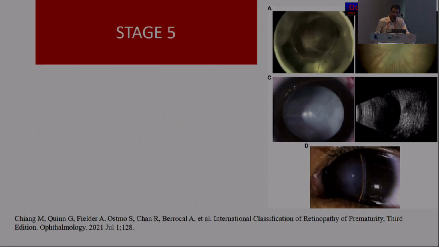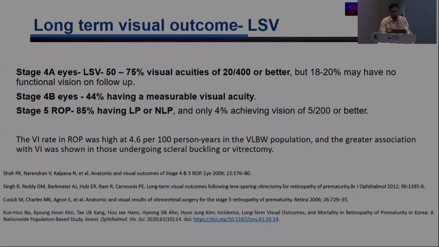Stage 5, limited. Many babies are not subjected to surgery when we have a closed funnel RD. But we have seen that when there is a stage 4A ROP, with lens sparing vitrectomy, mobile visual acuity can be achieved in about 50 to 75% of cases. So all babies need not be operated. It's the decision of the treating ophthalmologist.